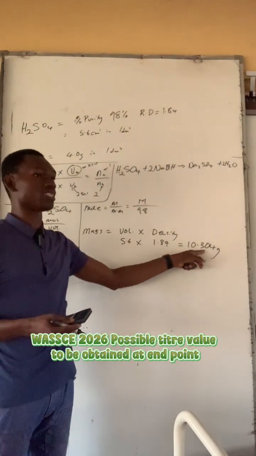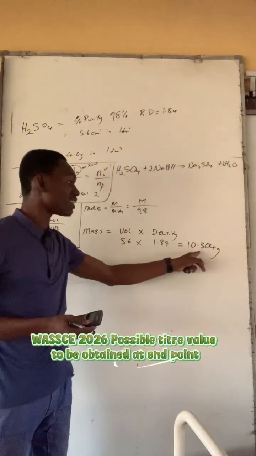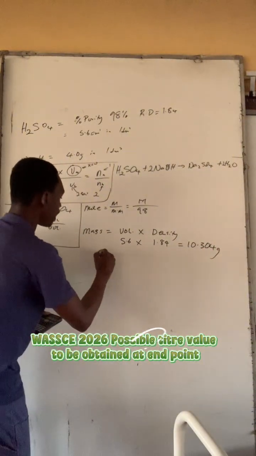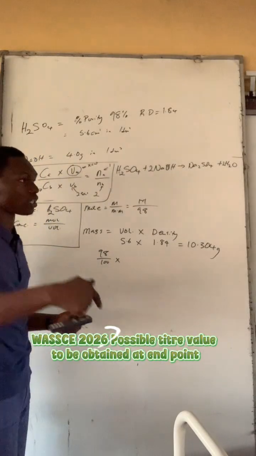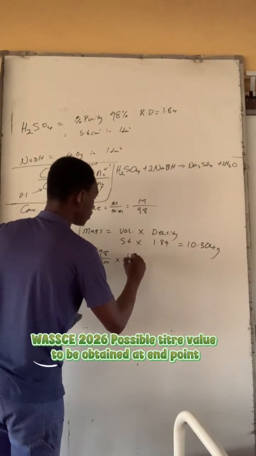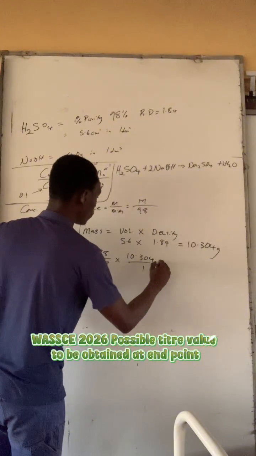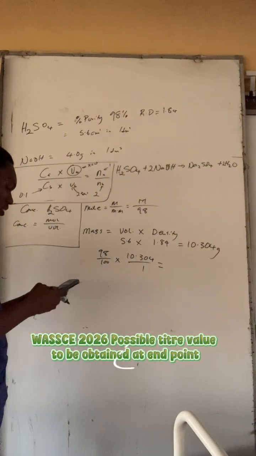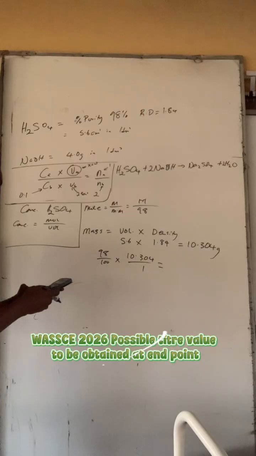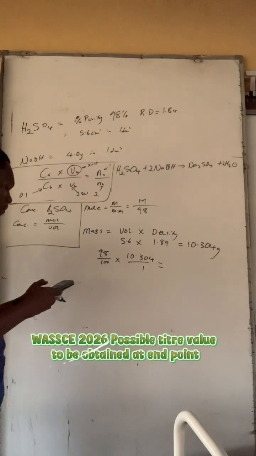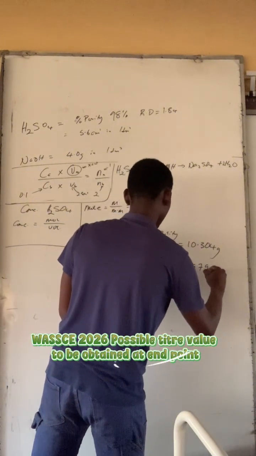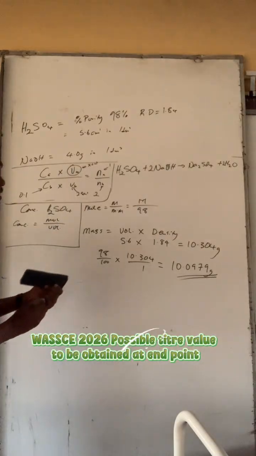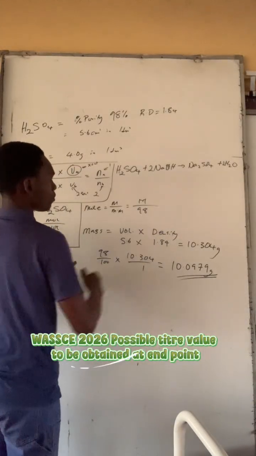But we are told that the purity of this H2SO4 is 98%, meaning not all of this is H2SO4. There are some impurities there. So let's take 98% of this particular mass in order to get the real mass of H2SO4 present in that solution. 10.304 all over 1, times 98 divided by 100. So this is the real mass of H2SO4 present.